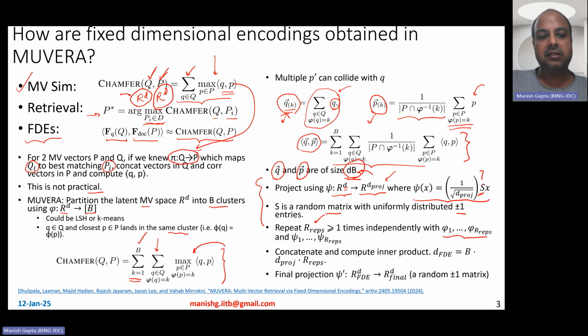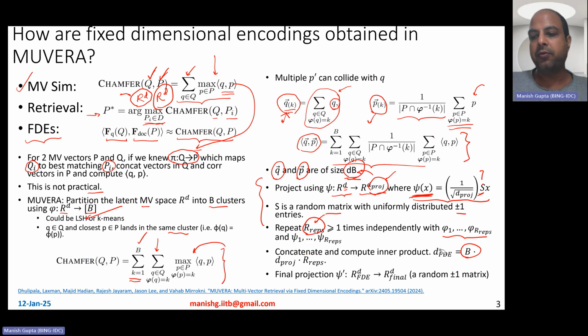Size are basically clusters, which are obtained using LSH or k-means, right? So they have their own size and their own projection methods. Now that basically ends up giving you a B multiplied by D proj multiplied by R reps sized vector.